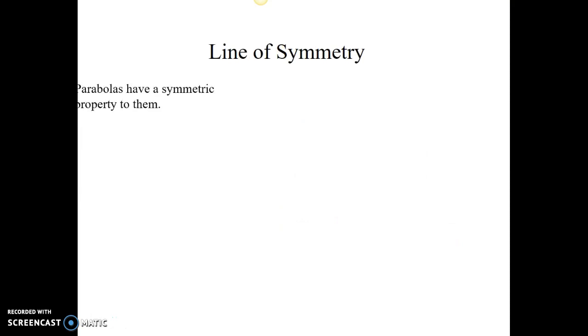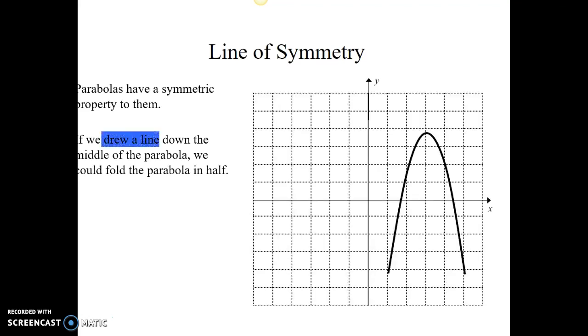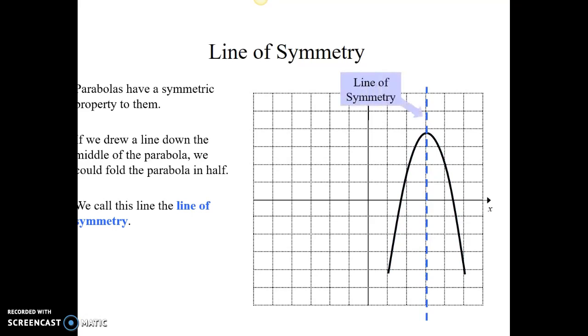Now let's talk about the line of symmetry. Parabolas have a symmetric property to them. If we drew a line down the middle of the parabola, we could fold the parabola in half. Notice here that I fold the parabola on the screen. It's symmetrical. One side is a reflection of the other side. We call this line the line of symmetry.